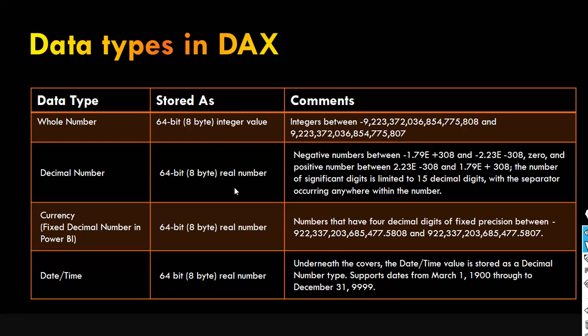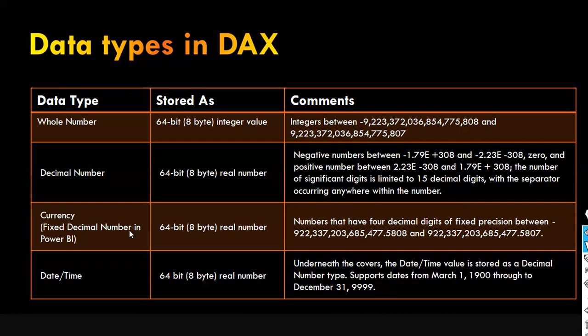Okay, the decimal number is a 64-bit real number in this case. The decimal number is always stored as a double precision floating point value. Even in this case, for the negative numbers, it stores the data in the range between this and this. You can store up to this one. And 0 and positive numbers, you can store anywhere between, with the number of significant digits limited to 15 decimal digits, with the separator occurring anywhere within the number.